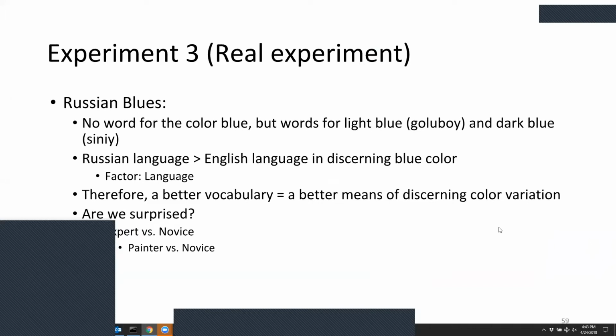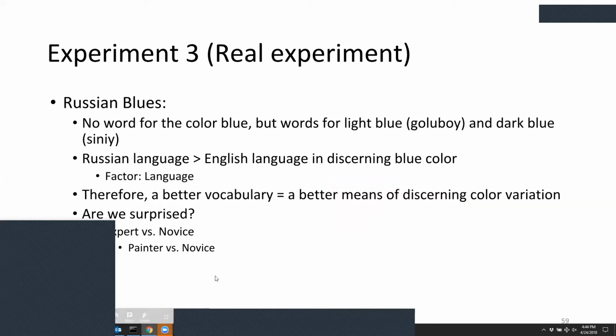And for the most part, when they tried to do this between 2 different groups, one English-speaking versus Russian, they saw that the Russian speakers, because the Russian language does not have a single word for the color blue, it has 2 words, basically light blue and dark blue, were better at this specific type of task. Meaning language could be that context that I mentioned before. So that top-down processing, even for something like color, can be affected by vocabulary or language specifically.